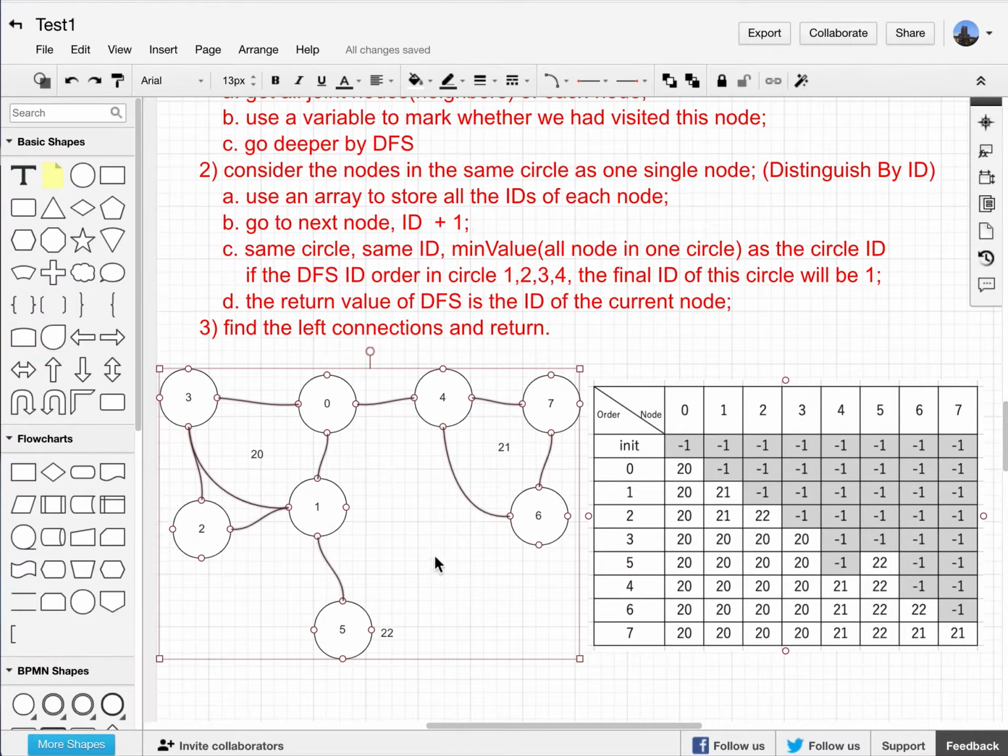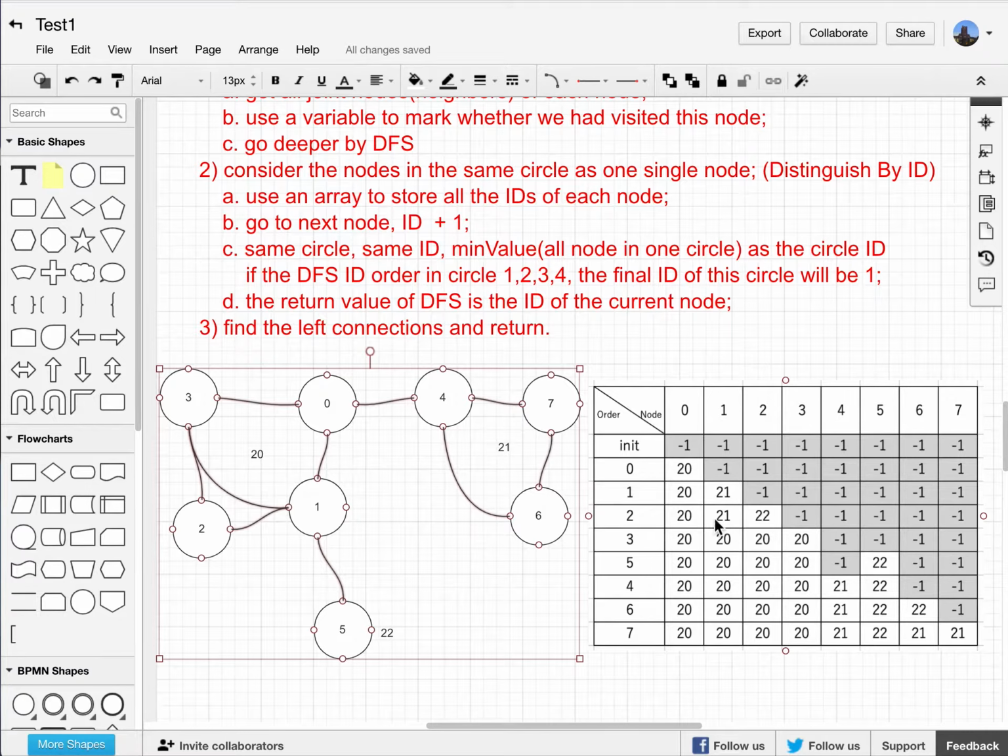Okay, let's use this graph, with 8 nodes and 10 connections. In this table, each row stands for when we arrive at some node in the DFS process. All the nodes' ID values will be in this row. For example, when we arrive at node 3, and from 1 to 7, all the nodes' IDs will be here.